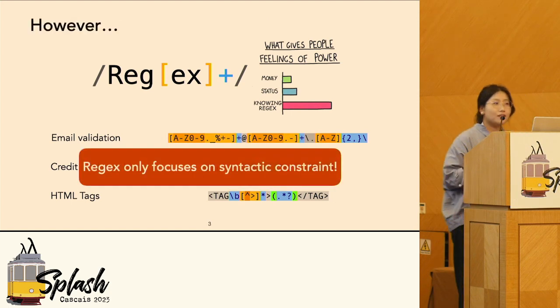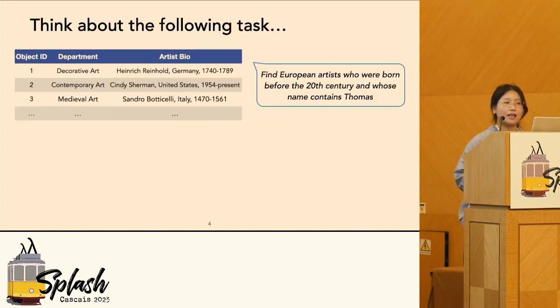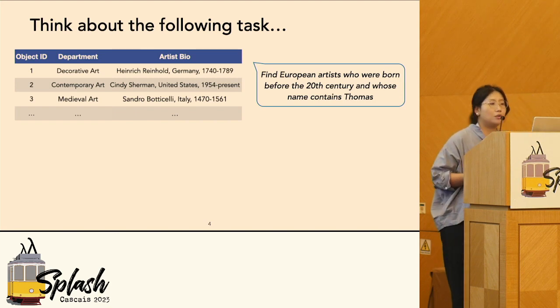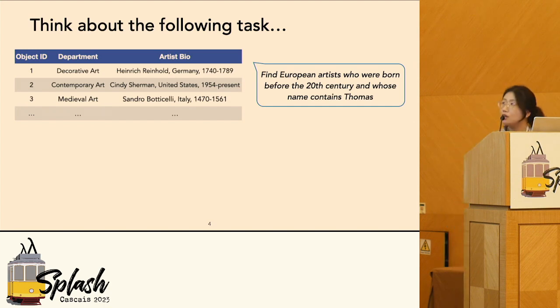Let's look at why this might potentially be an issue by looking at the following task. Here I give you a data set that describes a set of museum collections. Let's say the user wants to find all the European artists who were born before the 20th century whose name contains Thomas. If we think about how we achieve matching all the strings in this task, we can mainly categorize it in two ways.